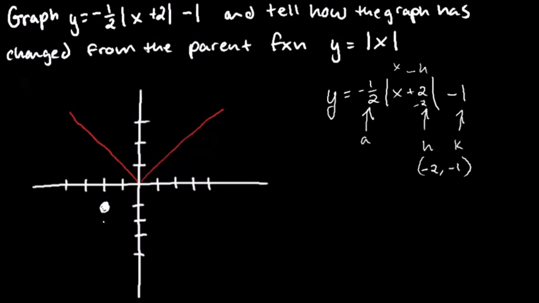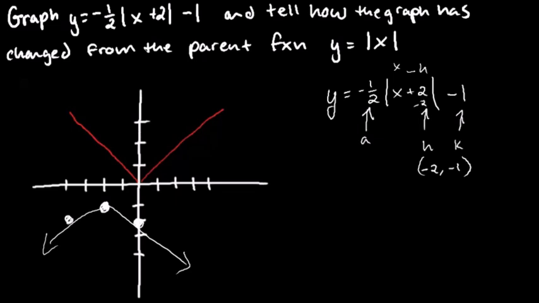So I'm going to be going down 1 and to the right 2. And I'm going to be doing the same thing if I were to say down 1 and over 2 on the other side. So it's going to reflect that. It's going to be symmetric. So this is what your graph should look like. Your vertex should be -2, -1.